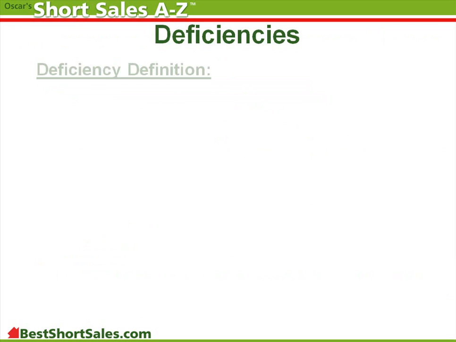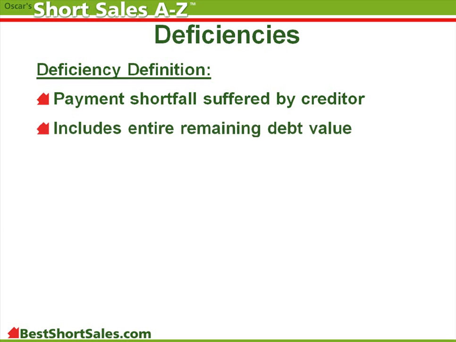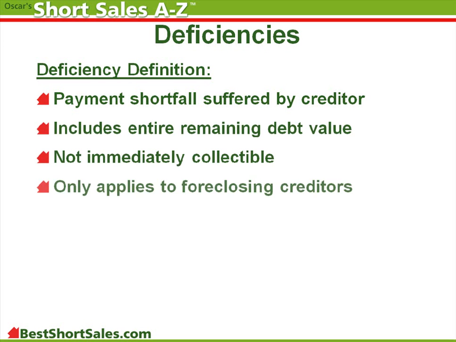Deficiencies. Definition. A deficiency is the payment shortfall suffered by a foreclosing creditor when the proceeds of the foreclosure sale are insufficient to satisfy the debt secured by the property sold. A deficiency includes the entire remaining debt value, not just the principal. Typically, interest continues to accrue. Deficiencies are usually not immediately collectible. The concept of deficiency only applies to the foreclosing secured creditor.